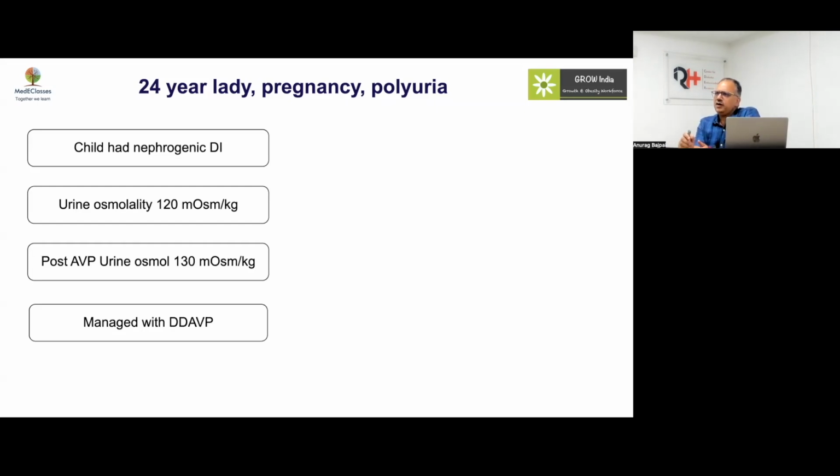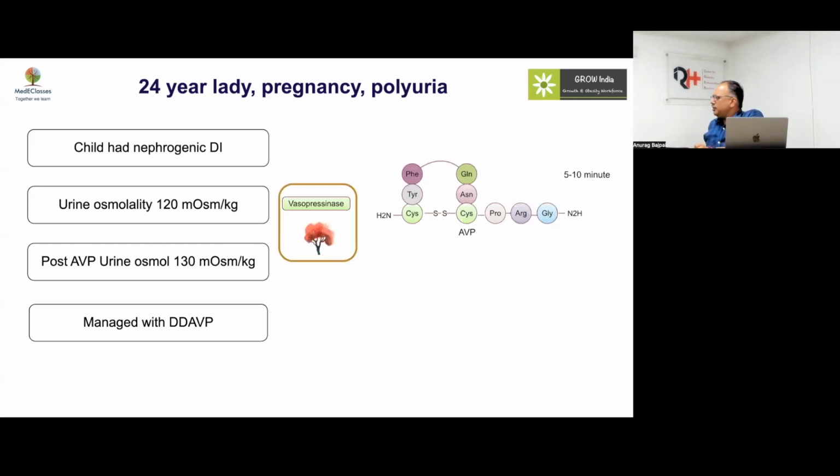Would DDAVP be effective in this case? Why? The major advantage of DDAVP is that it is vasopressinase resistant. That is why its half-life is good, and that is why it will be the agent of choice in that perspective.